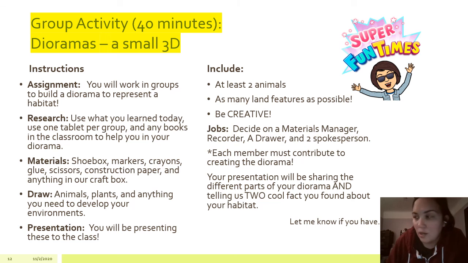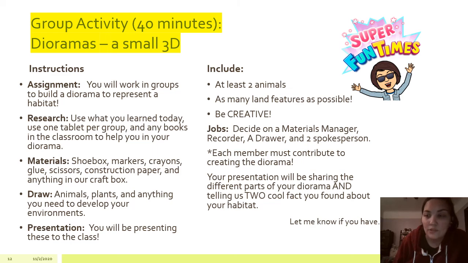Now you're going to have a couple jobs to decide. You're going to have a materials manager, a recorder, a drawer, and 2 spokespersons for when we do the presentation. So everyone's going to have to be a part and contribute to the creating of this diorama, okay? And then your presentation will be sharing the different parts of your diorama, and then you're also going to tell us 2 cool facts that you found out today, okay? Whether it's what we've gone over for each of those habitats, or if it's something that you found in your tablets or in some of the books, okay? 2 cool facts. Again, 40 minutes.